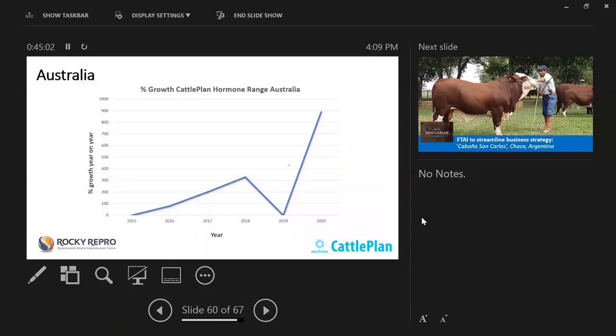The growth for the CattlePlan range here in Australia over the last 5 years has drastically increased. You will notice there's a dip there in 2019, and that was distributors changed over for 12 months, so there was a dip in the market there, but it's on the way up again.